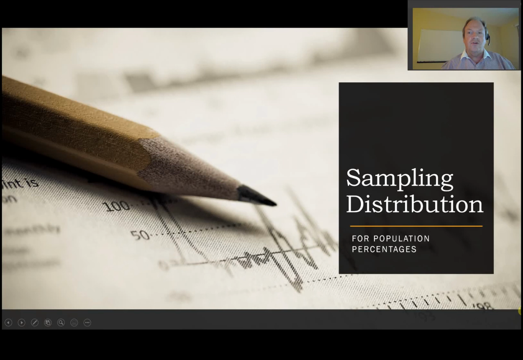This module is perhaps the most important module in the whole course. This is the bridge between descriptive and inferential statistics. This is how we go from a sample to making generalizations about a population. And so we're going to start looking first at how we do this with percentages. And in the next video, we're going to talk about quantitative variables and see how we do the same process with population means.